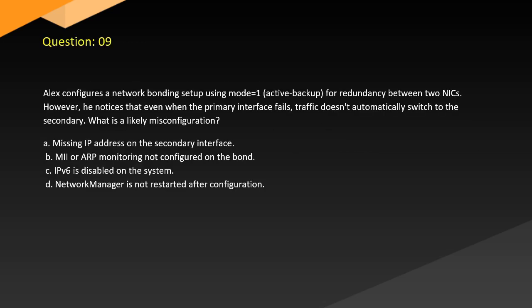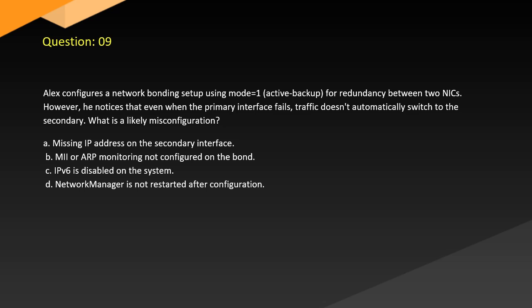Question 9. Alex configures a network bonding setup using mode equals 1, active backup, for redundancy between two NICs. However, he notices that even when the primary interface fails, traffic doesn't automatically switch to the secondary. What is a likely misconfiguration?